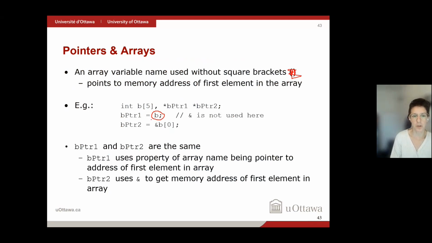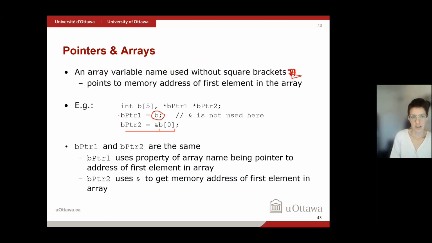So here we don't need the address operator. Note when we have B with the square brackets beside it, here we're indicating that we're looking at the first element, right? So once we have the square brackets, B is no longer an address. Then we have to use the ampersand operator, the address operator, to access the address of the first element in B.